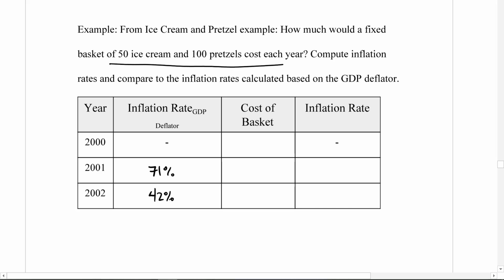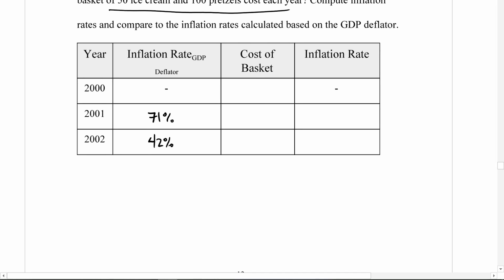But now if we're fixing this basket, 50 ice creams and 110 pretzels, really quickly, let me just show you the first computation of that. In the year 2000, the prices were $2 for ice creams. We're buying 50, plus $1 for pretzels, and we're buying 100. Okay, so that comes out to 200, just as before when we calculated real GDP.